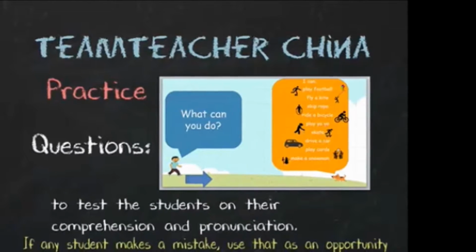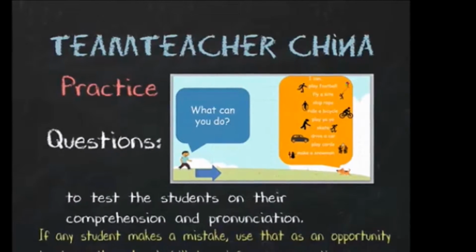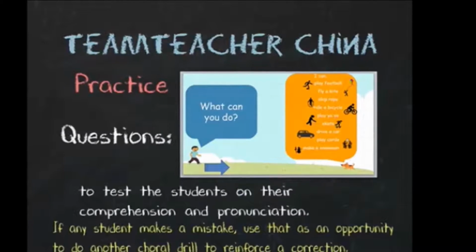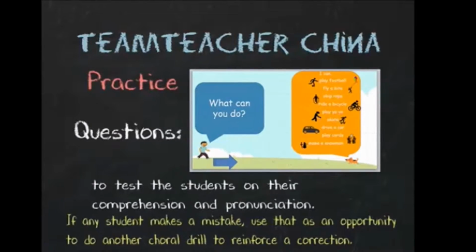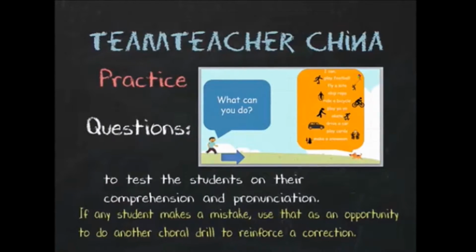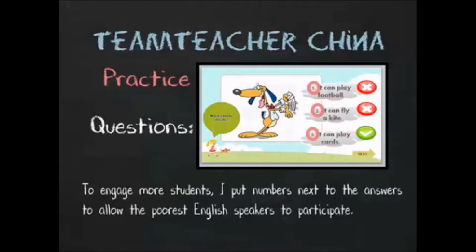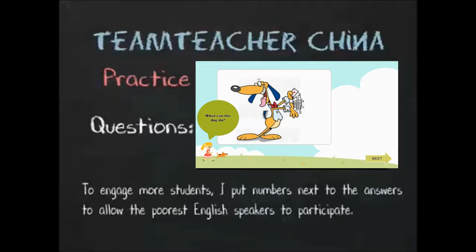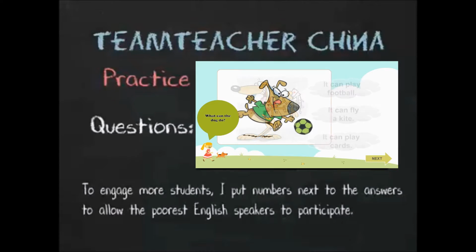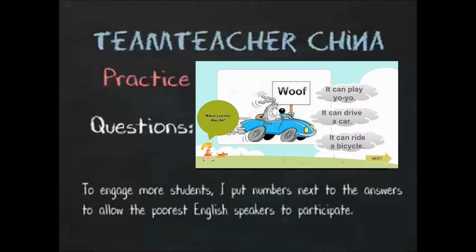Step 5. Practice questions. Now is the time to test the students on their comprehension and pronunciation. Can they recognize the words and know how to say them correctly? To engage more students, I will often put numbers next to the answers to allow even the poorest English speakers to participate. If a student struggles with a word or answer, then I take that as an indicator that it may be a problem for other students. So I use that opportunity to drill the specific language point again.